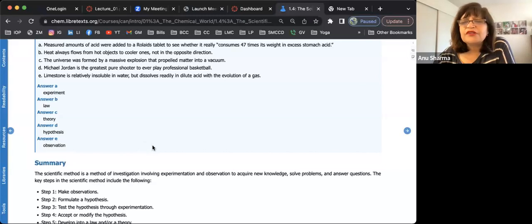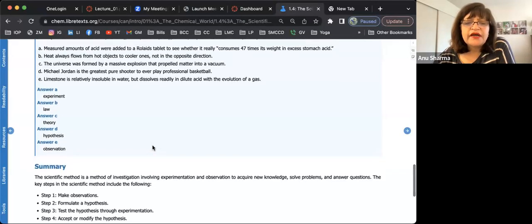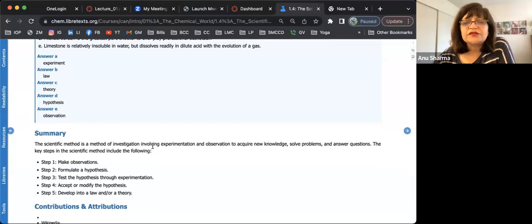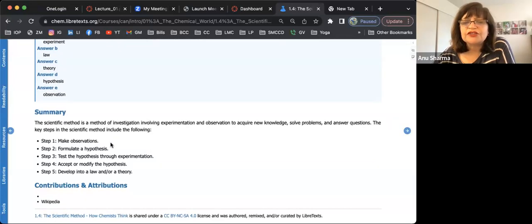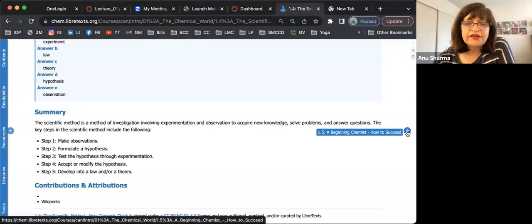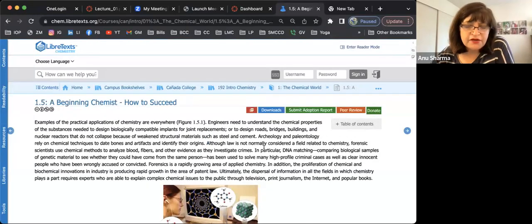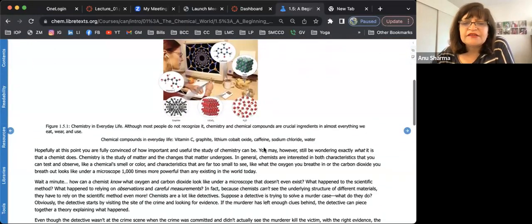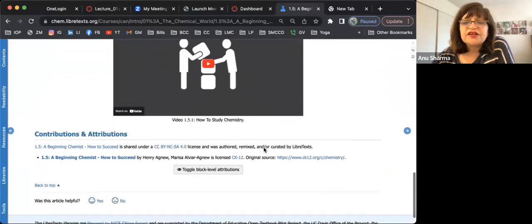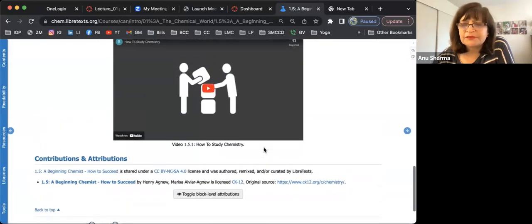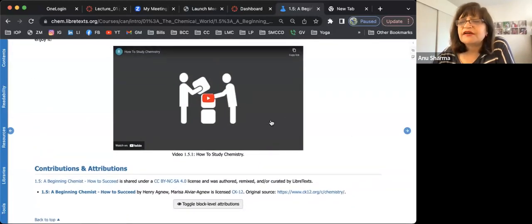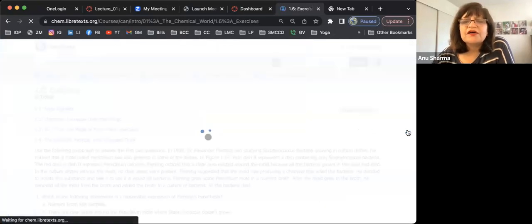So you have to think these through, and the summary is that you always make observations first, then formulate a hypothesis, test the hypothesis through experiment, and then accept or modify the hypothesis and develop a law or a theory if the results keep repeating, okay. How do you succeed as a chemist, as a scientist? You have to have some kind of personal discipline. There are some ideas here on how to study chemistry that you can watch, okay.